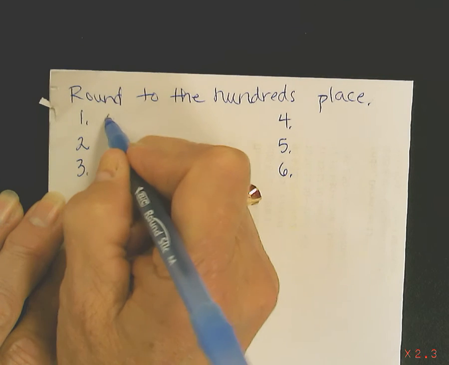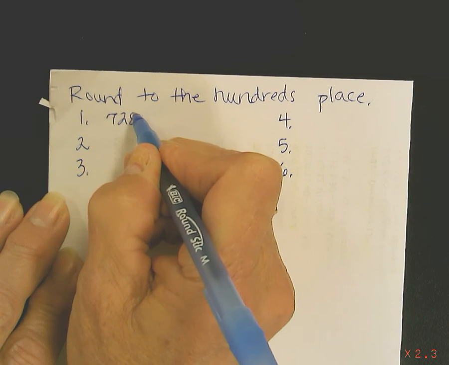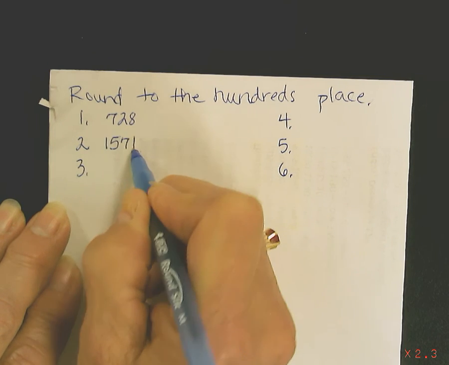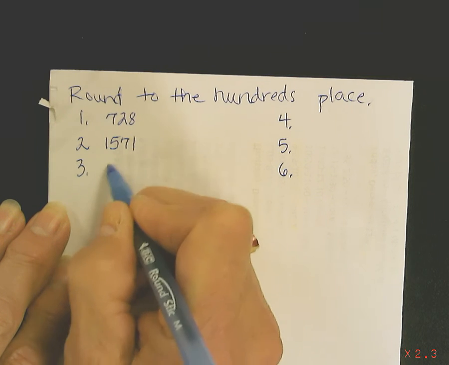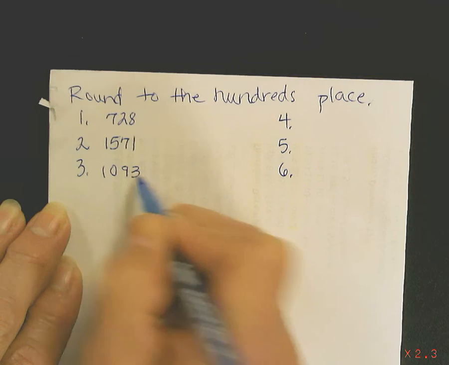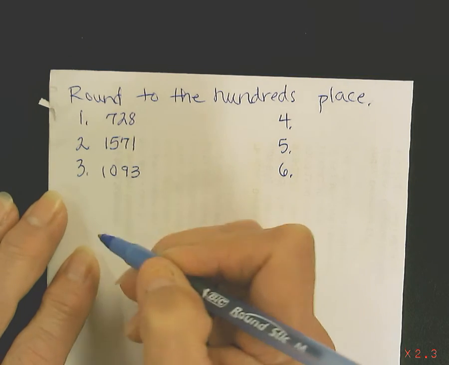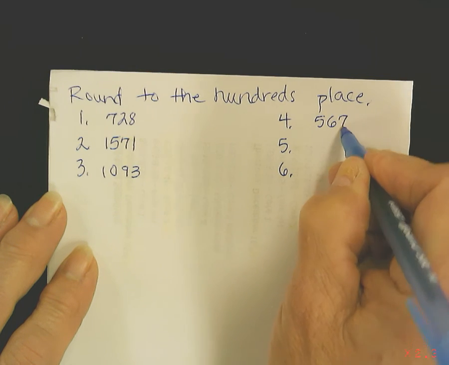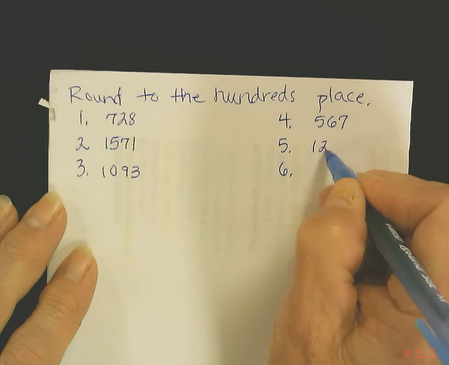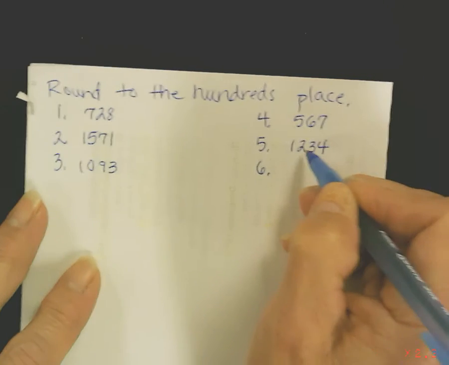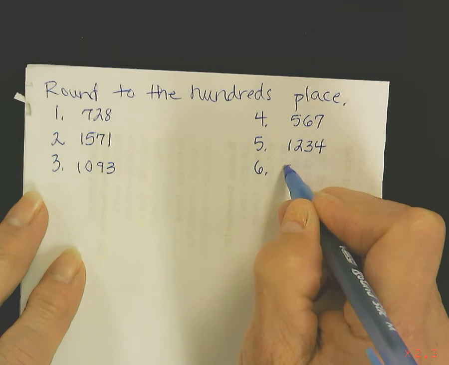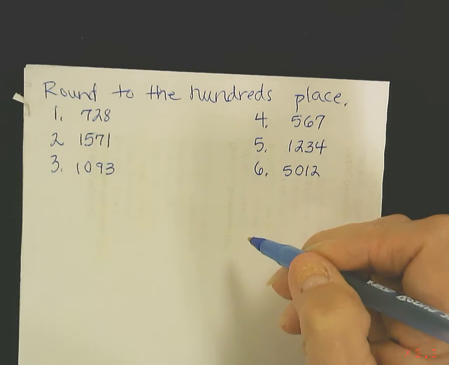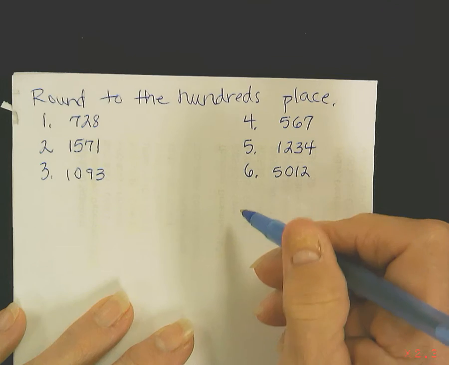The first number is going to be 728. The second number is 1,571. The third number is 1,093, 1093. Number 4 is 567. Number 5, 1,234. And number 6, 5,012. So I'm going to do 3 of them with you and then let you do 3 on your own.